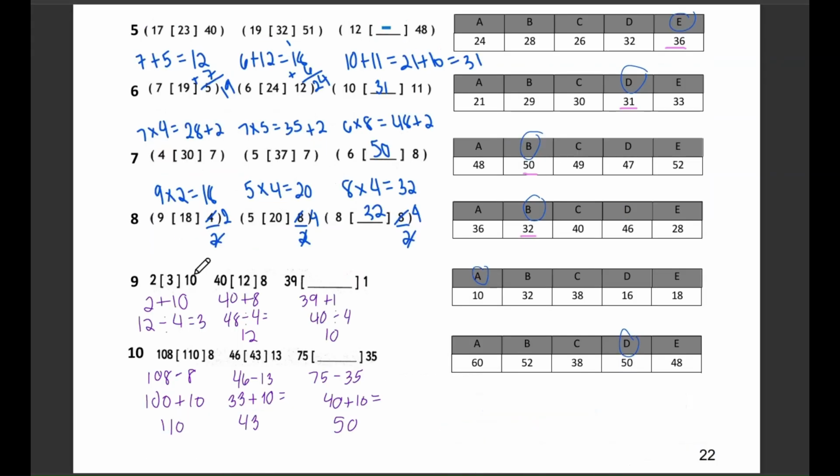Let's take a look at question 9. We have a series of numbers, some of which are missing. It looks like this. 2, blank, 3, 10. Then 4, blank, 12, 8, and finally 39, blank, blank, 1. And we need to find the missing numbers, but we will go through it together, and we are given multiple choice answers. Option A is 10, B is 32, C is 38, D is 16, and E is 18. Now, the correct answer here is A, which is 10.